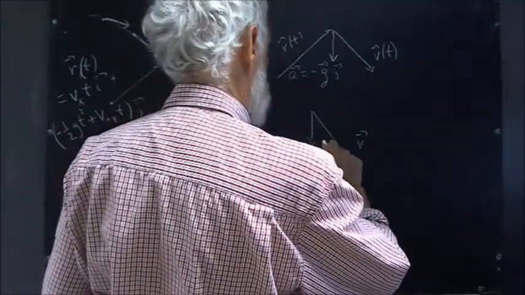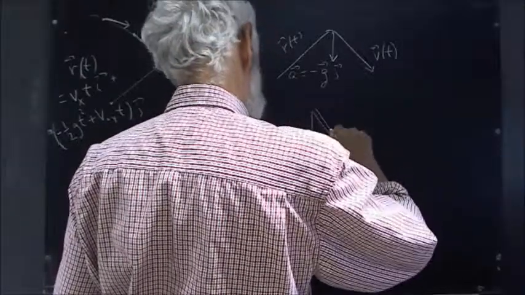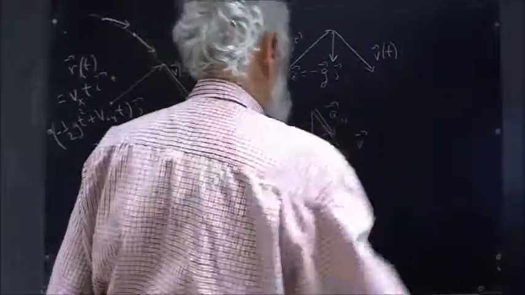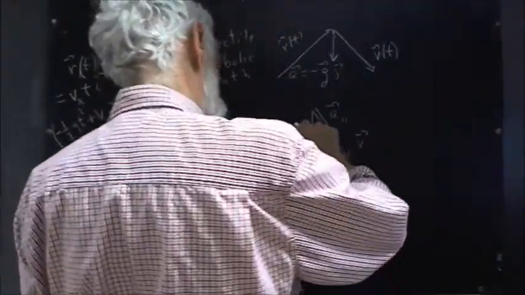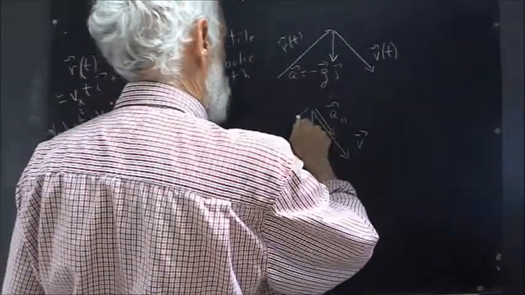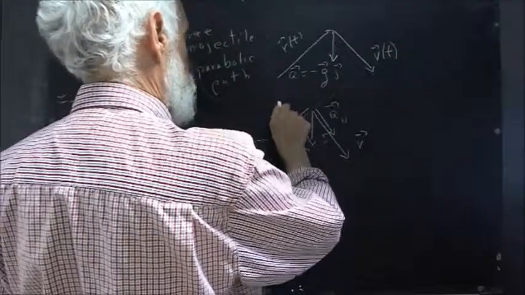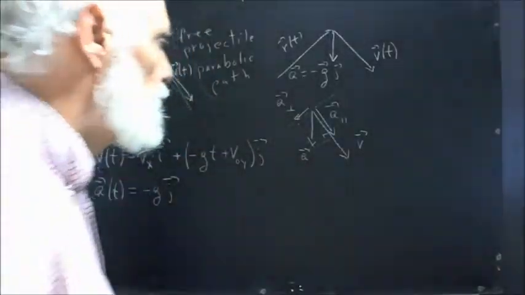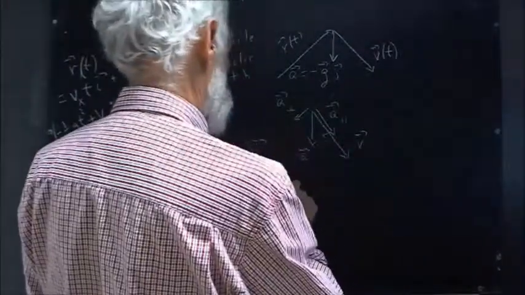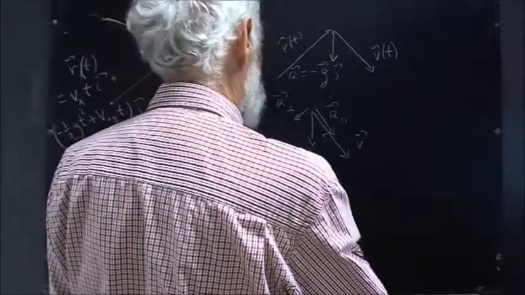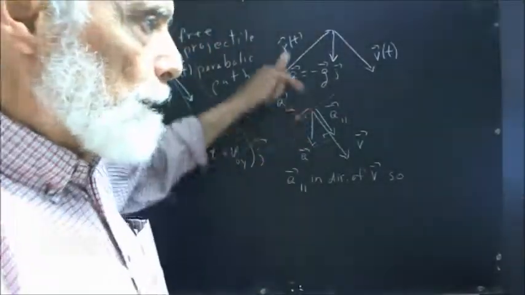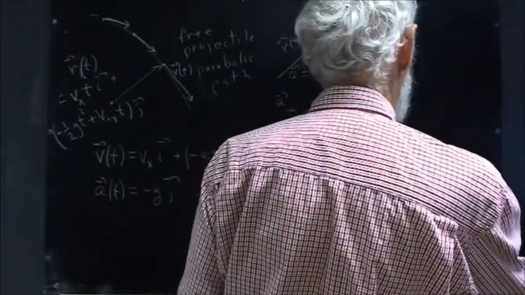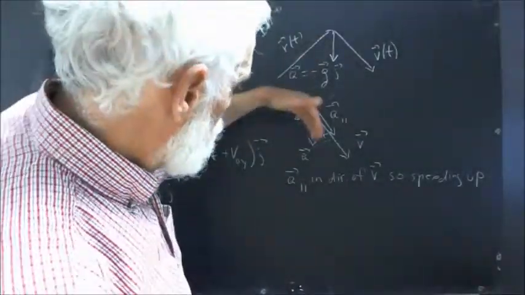So what do we do? We project the acceleration over here onto the v vector, and we get our parallel acceleration. And then we'll talk about how to calculate this in a minute. We project the acceleration vector onto the line perpendicular to the velocity vector, and we get our A perpendicular. Now, A parallel is in the direction of v. So this tells us that our projectile is speeding up. And A perpendicular is to the left.